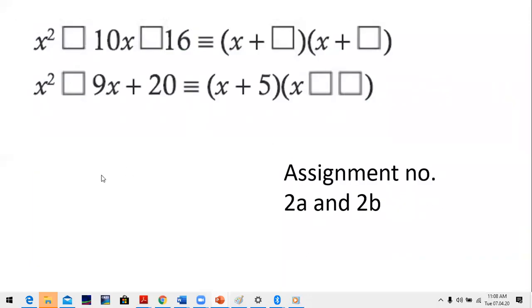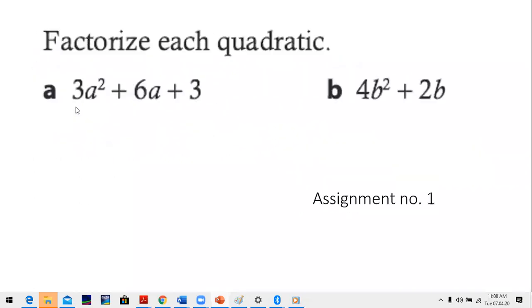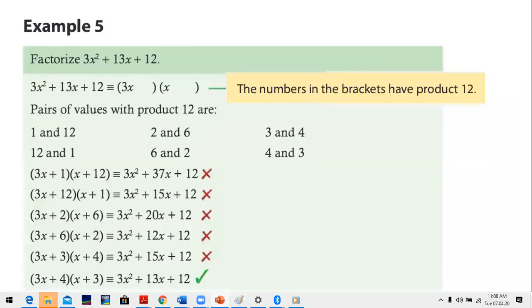And for number two, 2A and 2B, you have to be able to predict the operation, whether it is plus or minus, and the number. And number three is more or less exactly like this one, here.